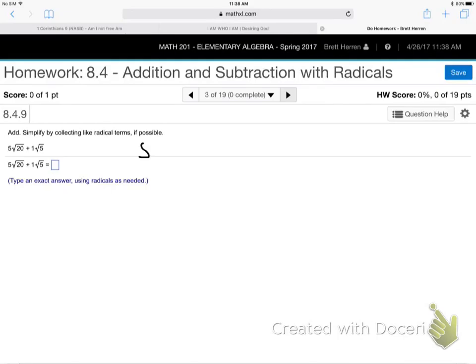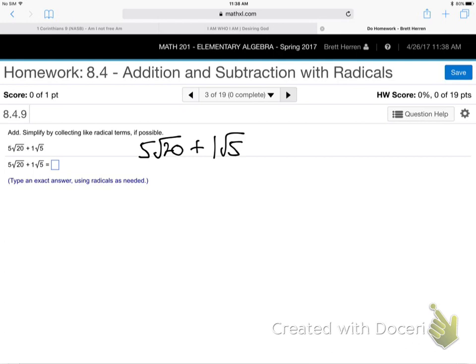Okay. So 5 root 20 plus 1 root 5. Okay, now, those are different roots, aren't they? How am I going to add those? You can't just add the numbers in the front, 5 and 1 to get 6, and the roots. You can't do that. They've got to be the same roots in order to add them, and they're not. But something needs to be simplified first, huh?